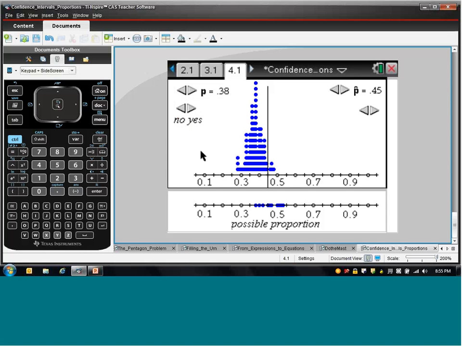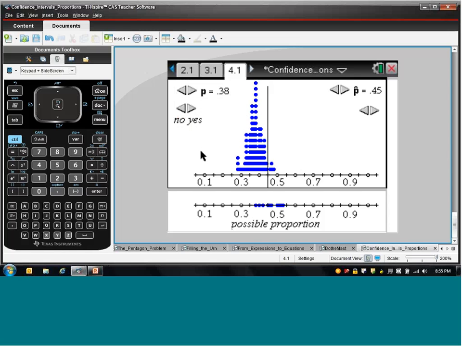So what I actually have now is an interval from 38% to 53%. So any of those percentages would be likely to generate a sample where 45% of them were male. And so I could say I have, in statistical terms, a confidence interval that goes from 38% to 53%.